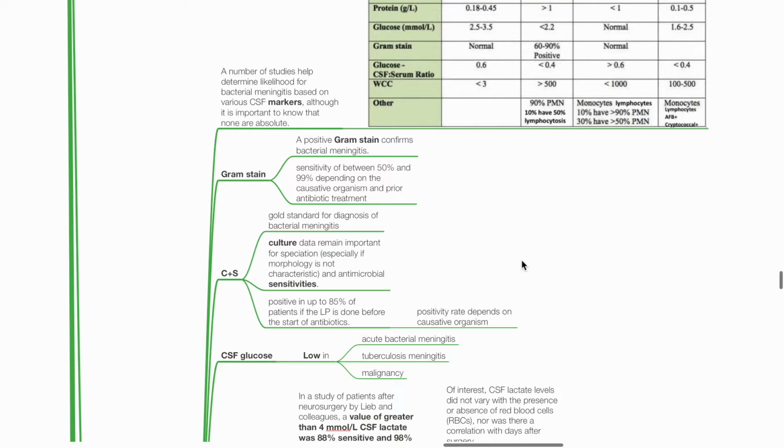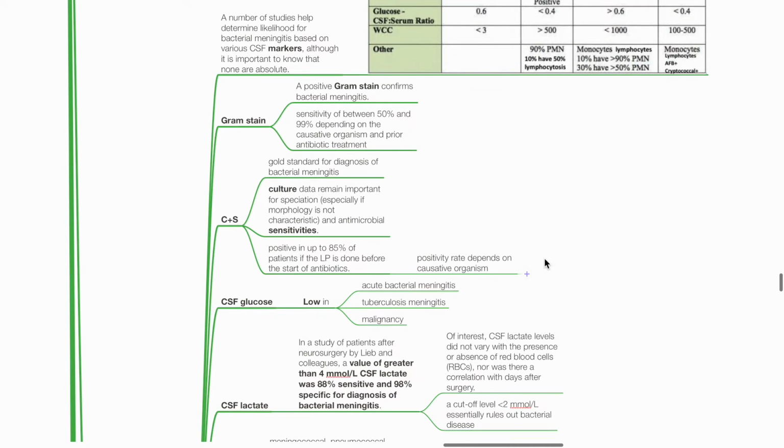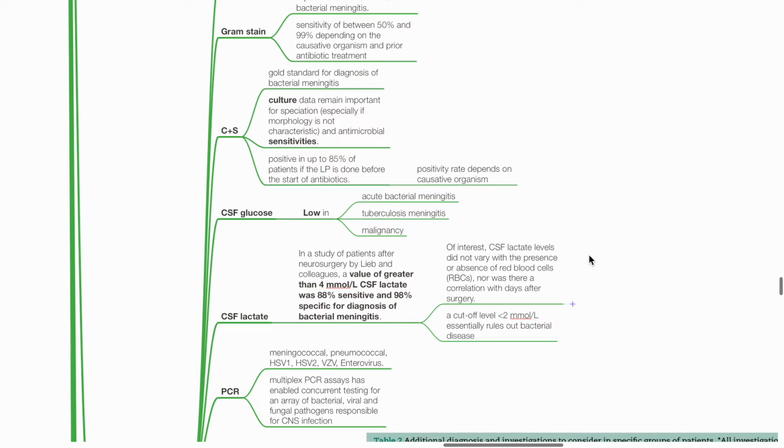Cultures and sensitivity is the gold standard for diagnosis of bacterial meningitis. Culture data is important for speciation and antimicrobial sensitivities. Positivity rate depends on causative organism and prior antibiotic treatment. CSF glucose is low in acute bacterial meningitis, TB meningitis, and malignancy.